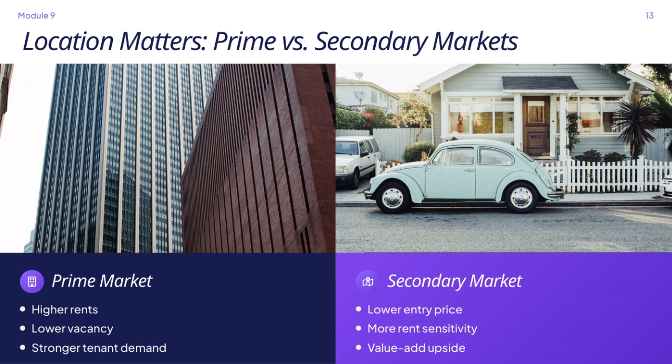They also tend to have lower vacancy rates, which means tenants are in high demand and space is quickly leased. On the other hand, secondary markets usually have lower entry prices, making them more accessible for investment. However, these markets exhibit more rent sensitivity, meaning rent levels can fluctuate more based on economic conditions. The real opportunity in secondary markets often lies in value add upside, where improvements or repositioning can significantly increase property value. Ultimately, choosing between prime and secondary markets depends on your investment goals and risk tolerance, but always remember that location is a critical factor influencing returns.